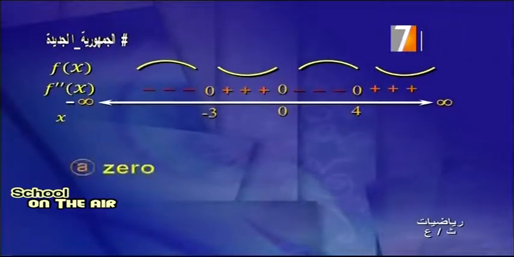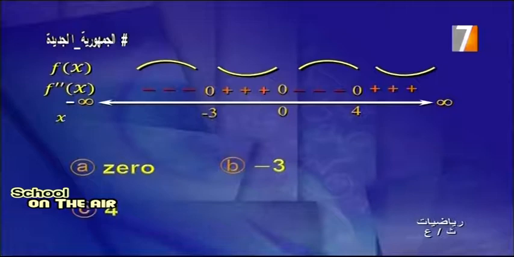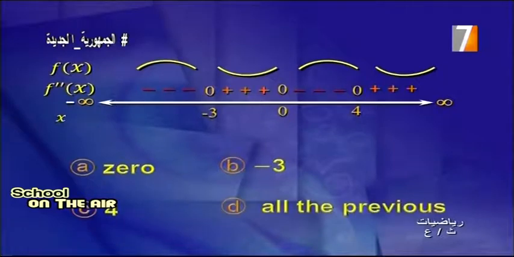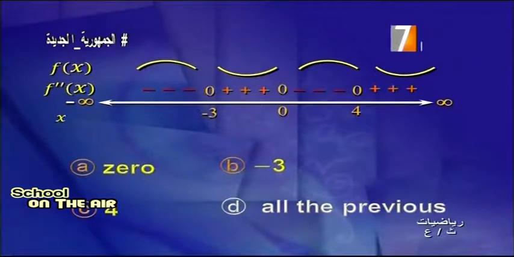So we can choose the correct answer, which is 0, or -3, or 4. The correct answer is all the previous, because the curve has an inflection point at x equals -3, an inflection point at x equals 0, and an inflection point at x equals 4.